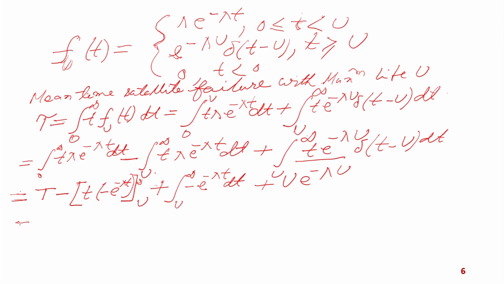Now, this is t, and this I can write, so instead of u it will be t u, then e to the power minus lambda u. So, this is the infinity.